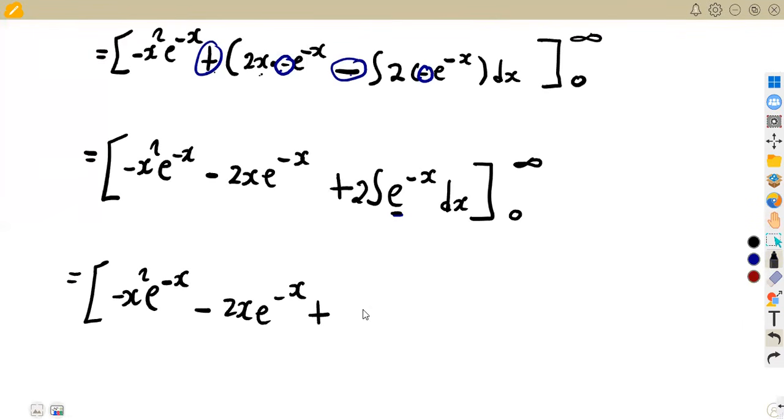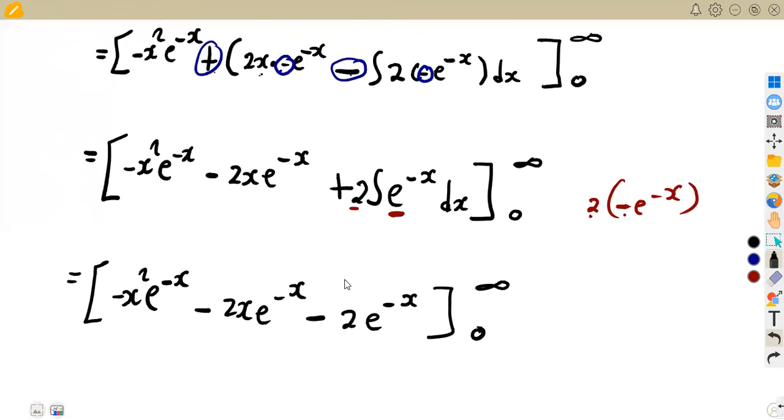Then we are going to have plus, all right, before this one, remember we said the integral of this is going to give us minus e to the exponent of minus x. We did this integral before, but it's going to be multiplied with 2. So it's 2 times negative, which is going to be negative 2 e to the exponent of minus x like this. There's no need for us to use the constant of integration.